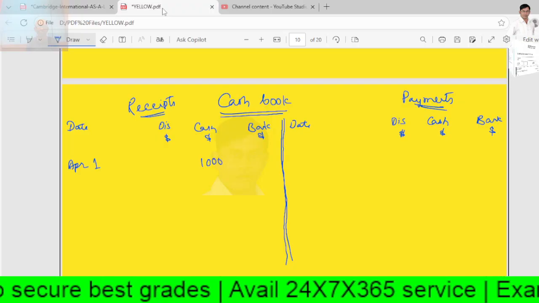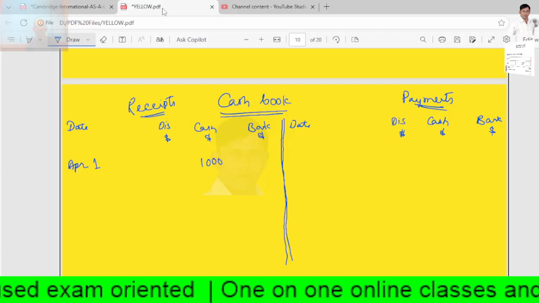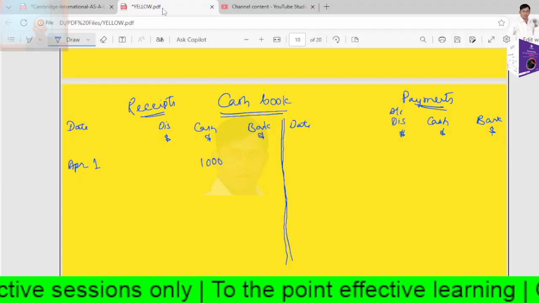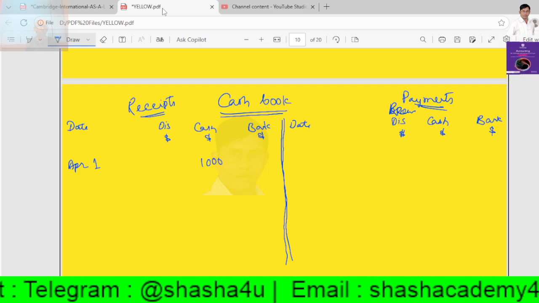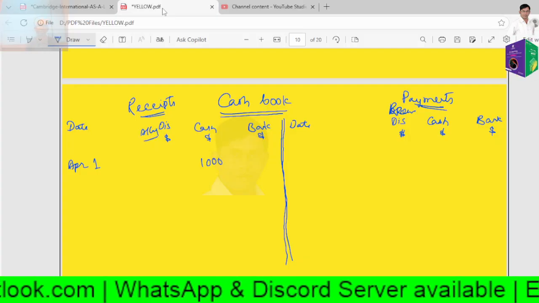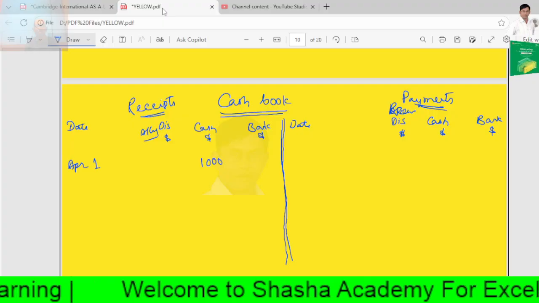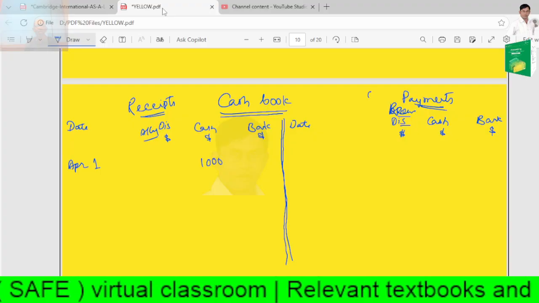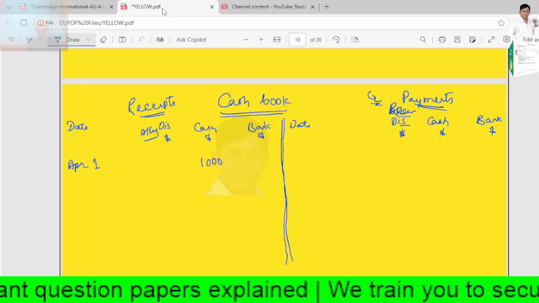In the cash book, this is the cash account, this is the bank account, this is the discount account. This is discount allowed. This is discount received, sorry. So it's a credit, it is received. This is discount allowed, so remember, this is allowed. When we pay, at the time we receive discount, so it's a credit. But when we receive, at that time we allow discount, so it's a loss.